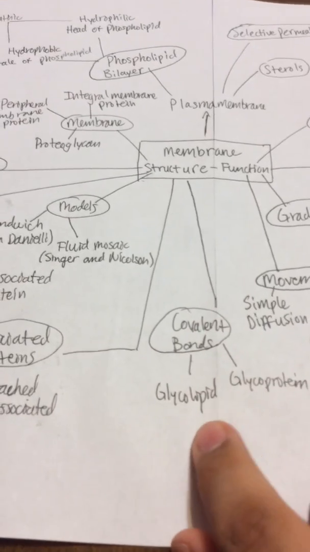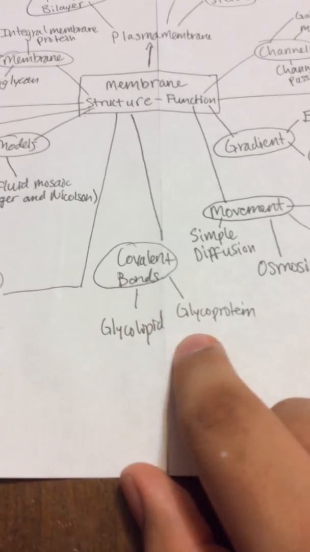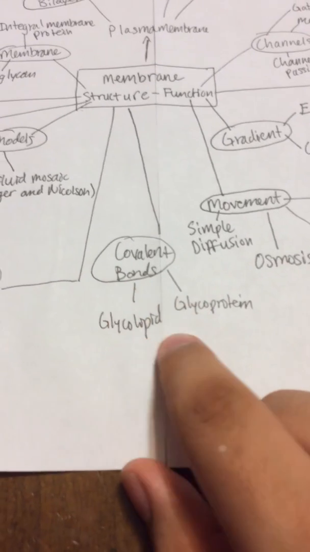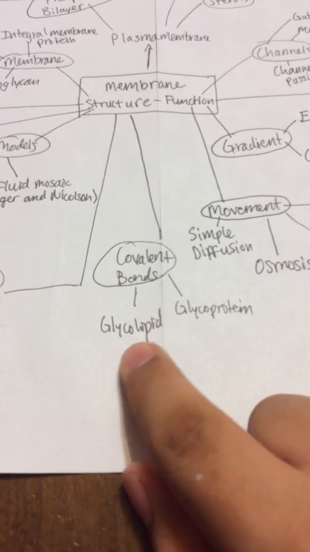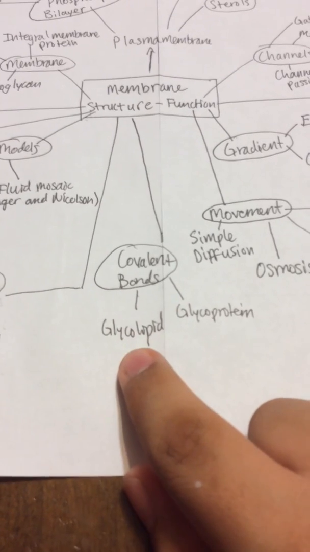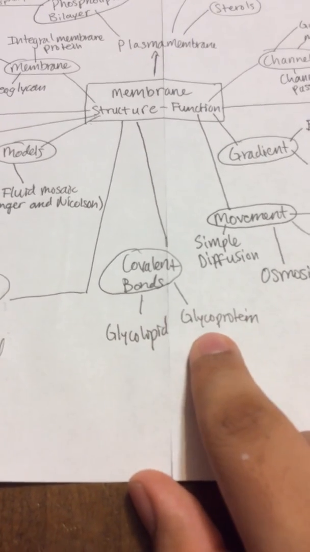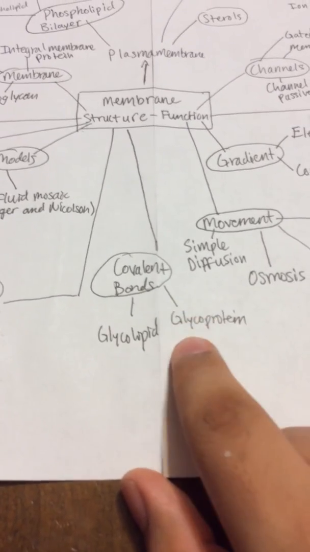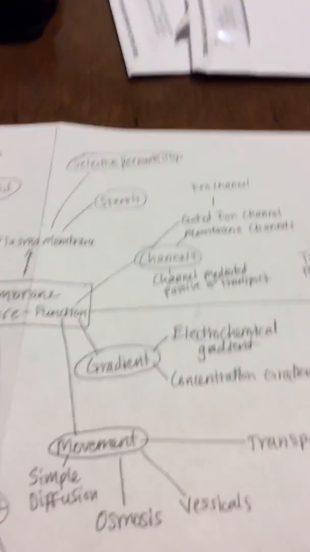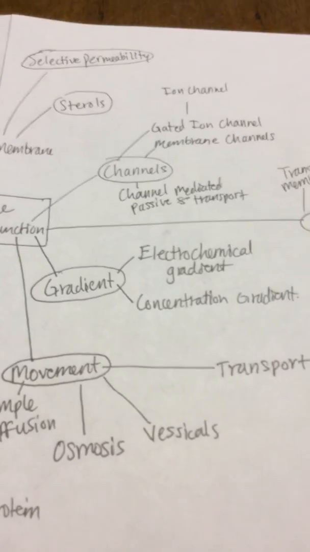And here we have our covalent bonds. We have glycolipid and glycoprotein. Both are very similar. The only difference would be that a glycolipid is a small oligosaccharide bonded with a lipid, and this would be a small oligosaccharide combined with a protein. I'll be moving on to the function side.